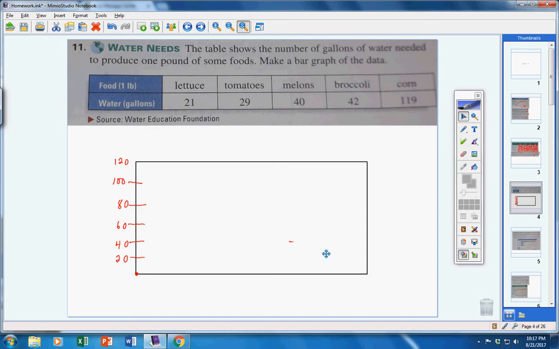So far so good. The first thing you want to do is make an intelligent decision with your numbers. There was no way you wanted to put 119 tick marks. I chose to go increments of 20. Makes sense, so we're good.